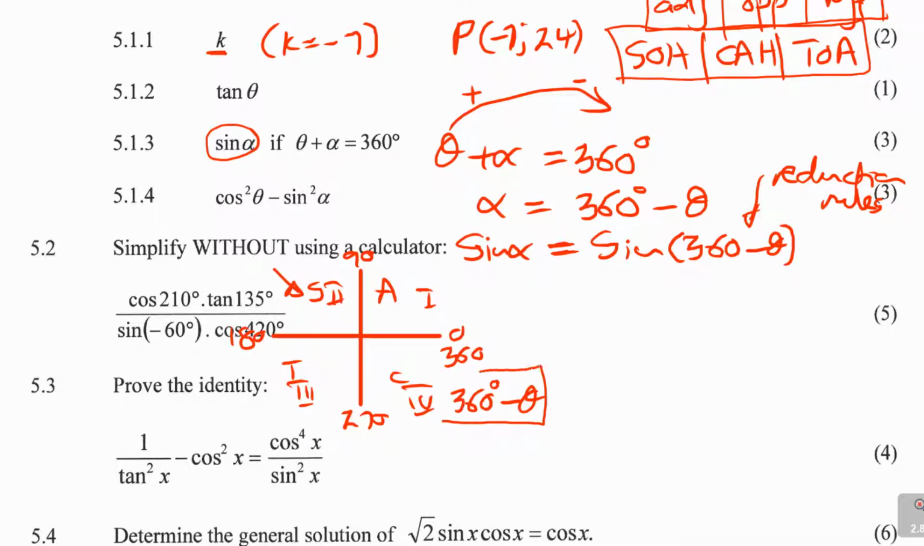So we are here in the fourth quadrant, and you ask yourself, remember: all students take chemistry. What is cos? Cos is positive, but what is sine? Sine is negative and tan is negative.